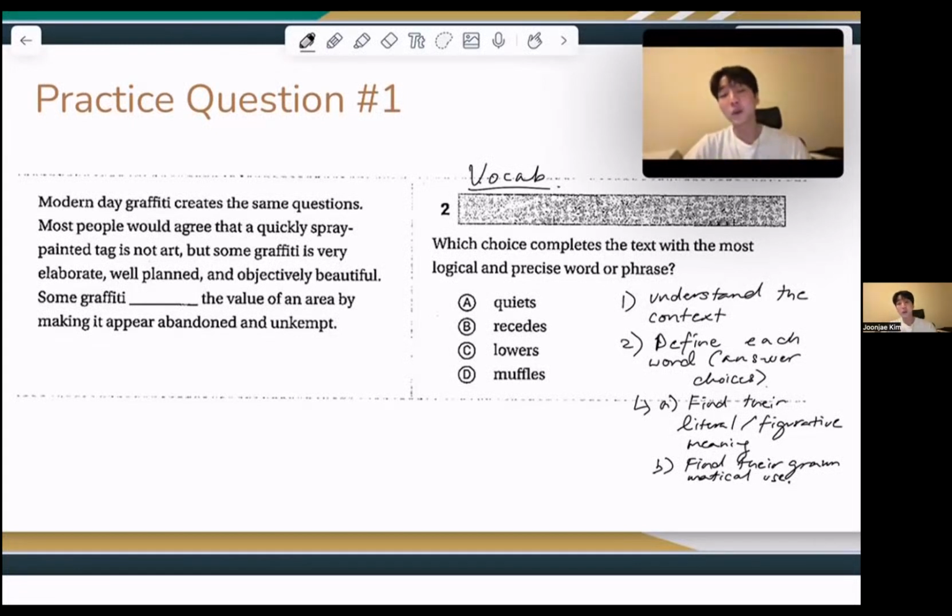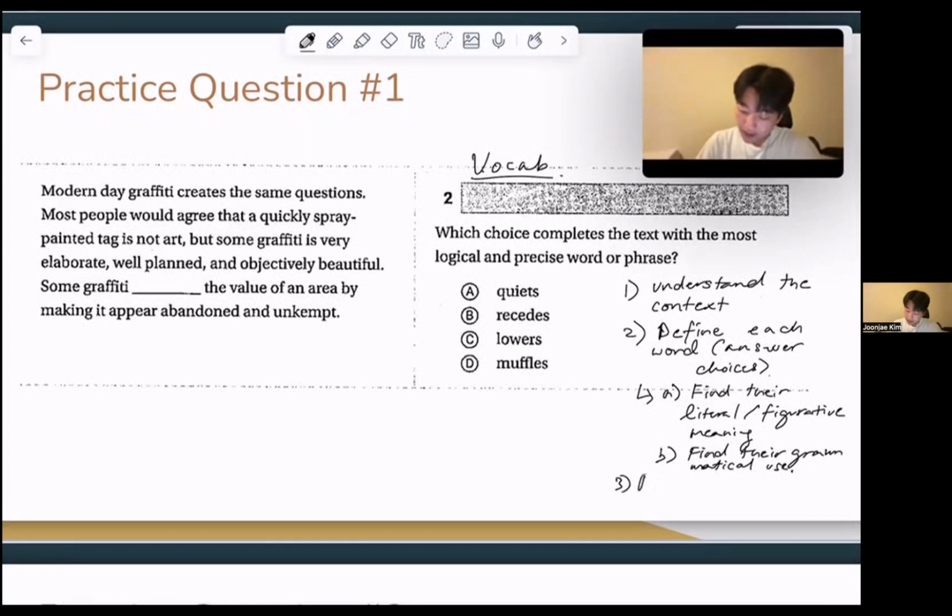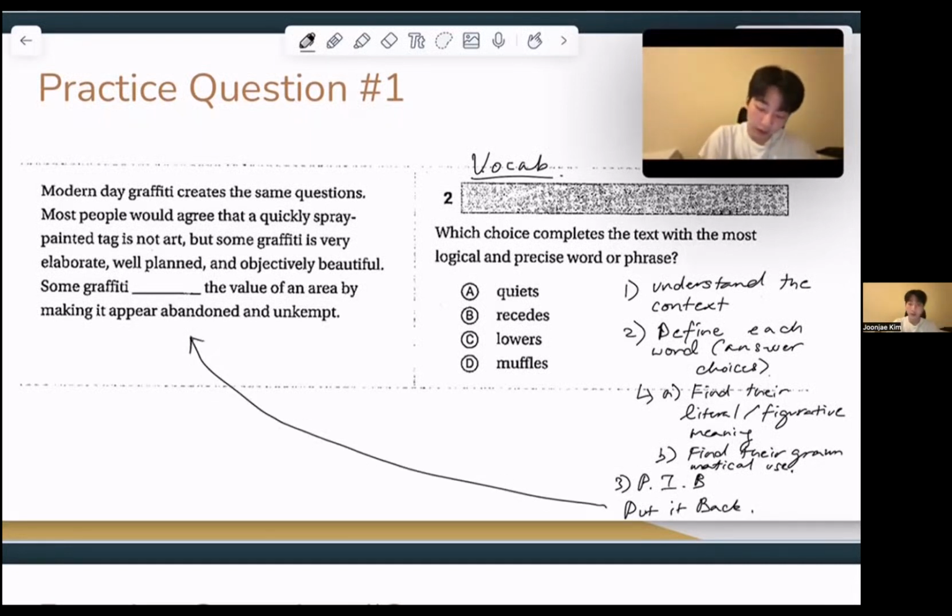We also need to find whether or not this word actually is grammatically correct if substituted. So we would have to see how this word is used grammatically when it comes to sentences in general. And after we do all this, what's the last step? PIB. Put it back. To where? We put it back into the chunk, back into the blank space. The purpose of this is to see whether or not it actually fits with the sentence as a whole, and fits all of these criteria. So now let's try that, all right?